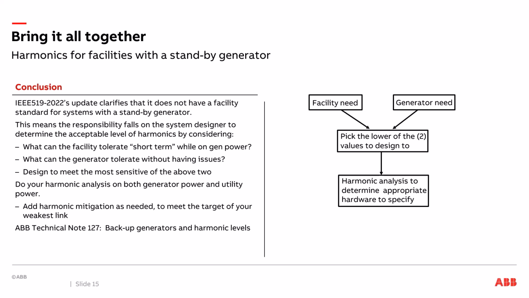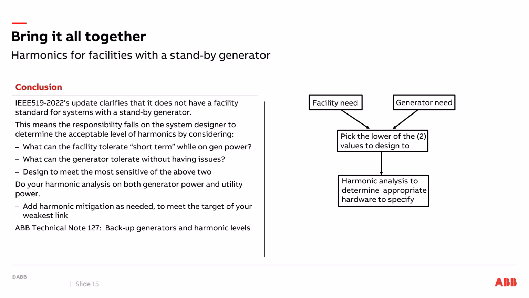You just need to pick out the product in order to get the harmonics to the level of what that weakest link requires. And there's a lot of different harmonic mitigation techniques out there. I didn't go into great detail here. I mentioned passive filter, active front ends. There's a lot of content out there. If you need more information on that, just reach out to your local ABB representative. They can get you details on the different hardware solutions out there.